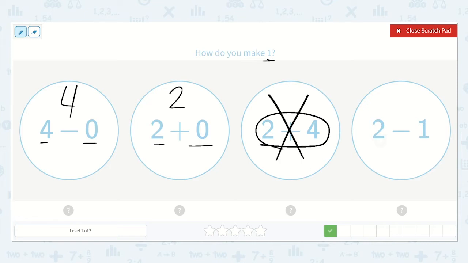If I have 2 and I take away 1, let's see what I would have. 1, 2, and then I take away one of them. 1. And that's what we were looking for, so that is our option.